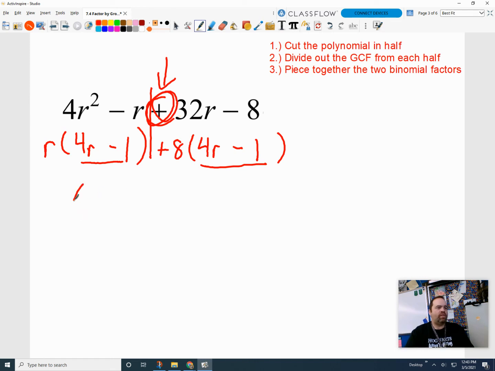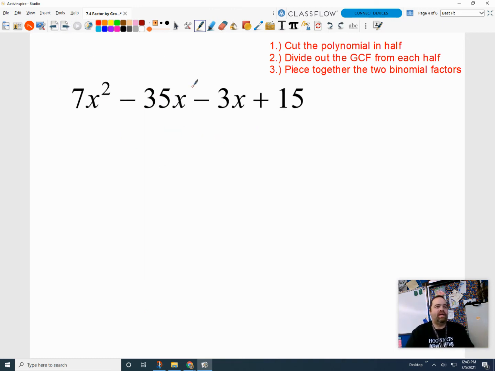All right, so what I'm left with here, the 4r minus 1 comes out front, and the r plus 8 is my other factor. Now, technically, it doesn't matter which one comes first, r plus 8, 4r minus 1, because they're interchangeable because we're multiplying. That's the process. It's pretty much just wash, rinse, repeat.